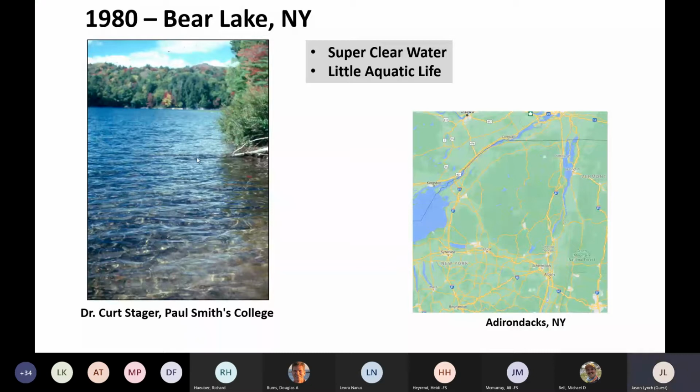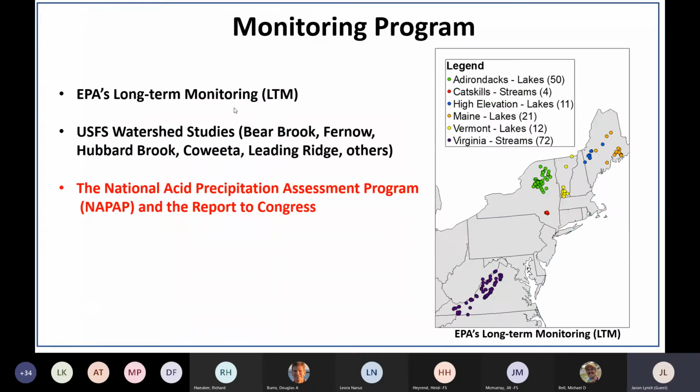And so yes, acid precipitation was in fact greatly impacting our aquatics, streams and lakes in our acid sensitive areas. This led to a series of monitoring programs. One of the longest programs is the EPA's long-term monitoring. Here's a map of the lakes that we monitor today. In fact, it's the longest running water quality monitoring program in the EPA as well.